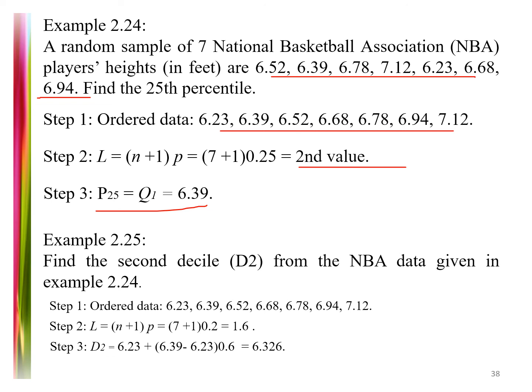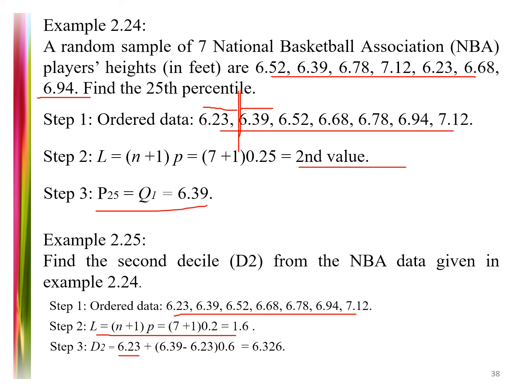Okay, and another example, find the second decile. For the second decile, p is equal to 0.20. So this is the ordered data, and this is the locator, 1.6. So 1.6 means it lies between the first observation and the second observation. So you write 6.23, that is the first observation, and calculate the difference between the first and second, 6.39 minus 6.23, multiplied by the 0.6.